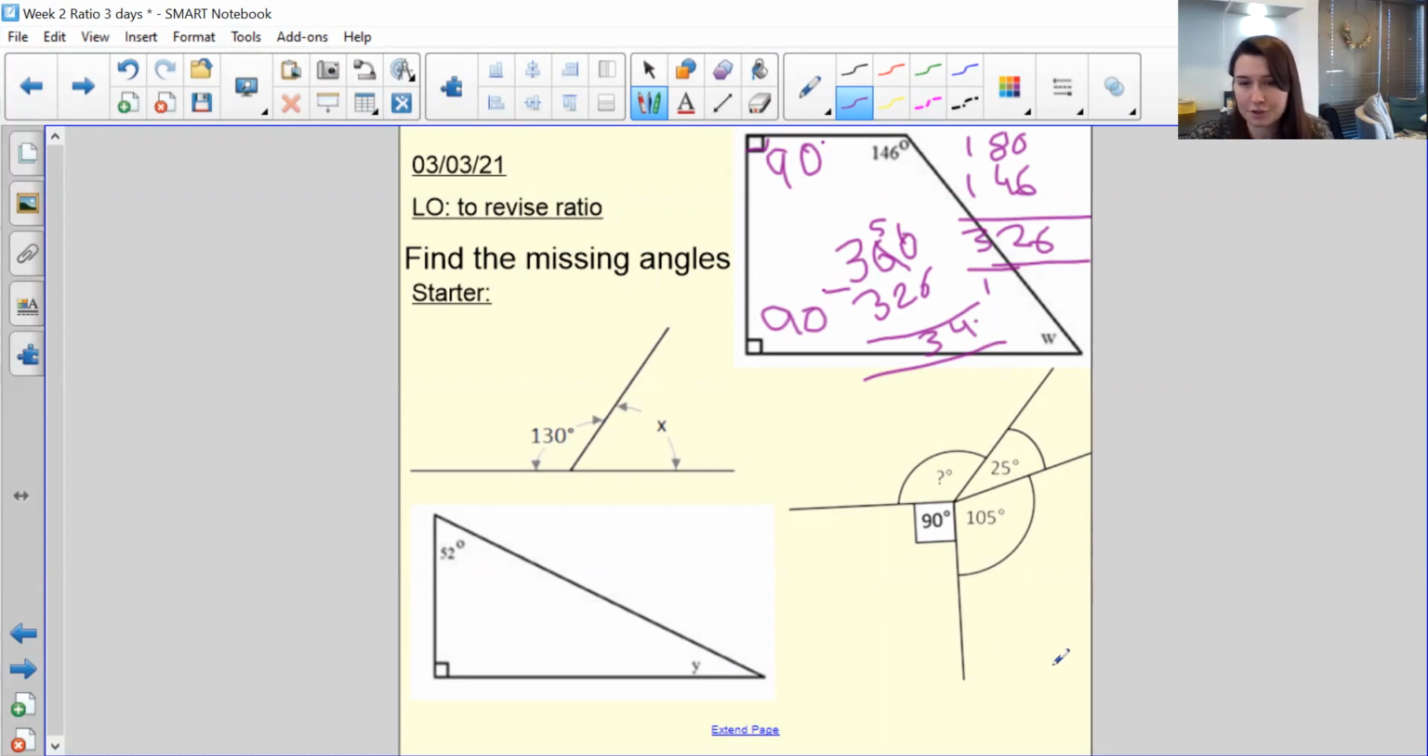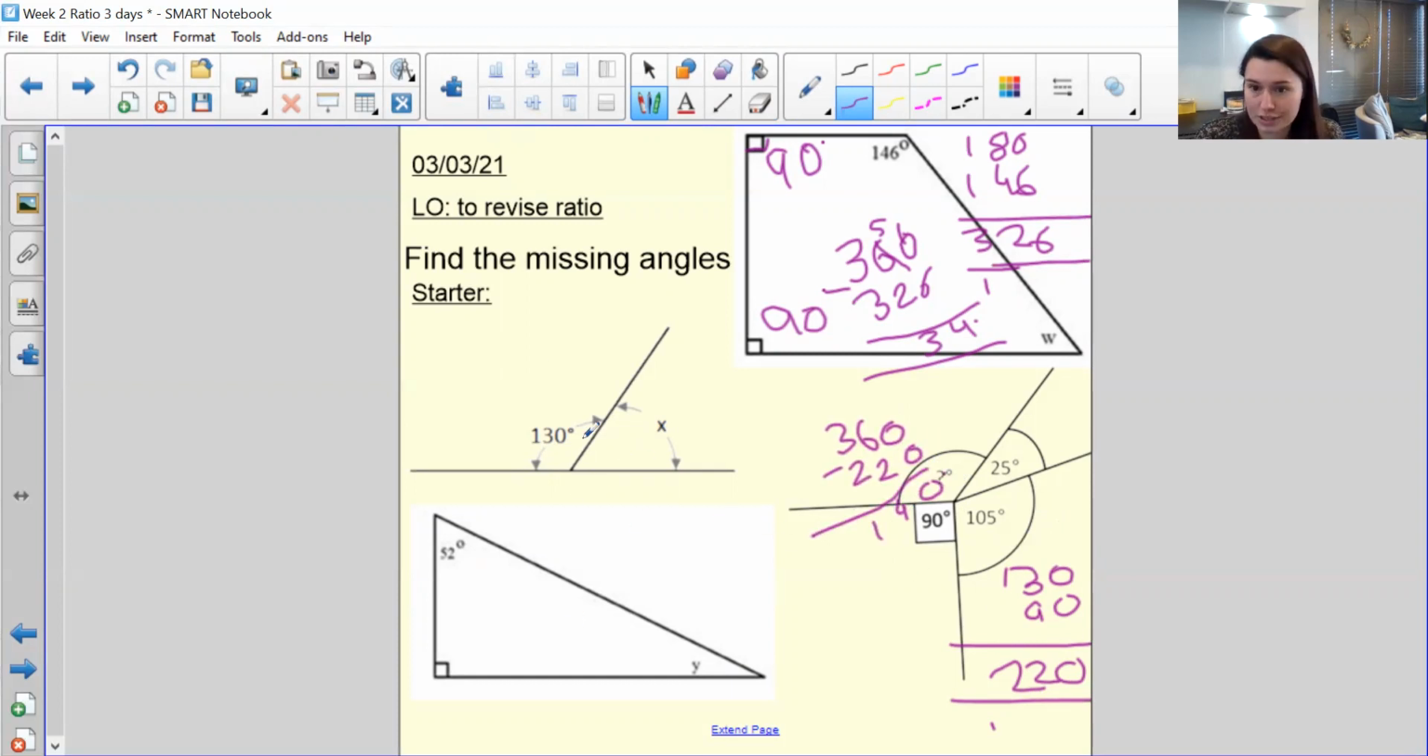Okay, let's stick with our 360 degree total and go down to angles around a point. So I'm going to add these two in my head. 105 add 25 is 130. Add that to 90. Again, if you can do this in your head, please do. Gives me 220. And then I need my total, which is 360. Subtract what I have so far, which gives me 140 degrees.